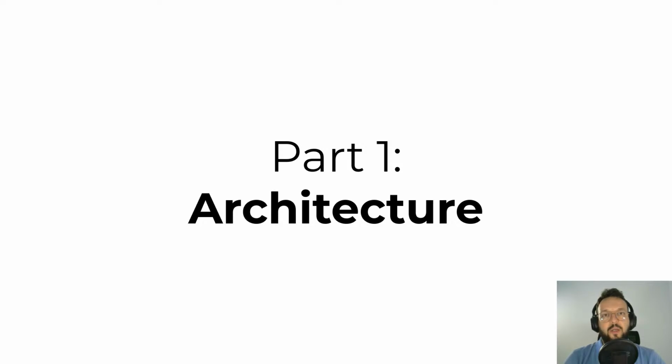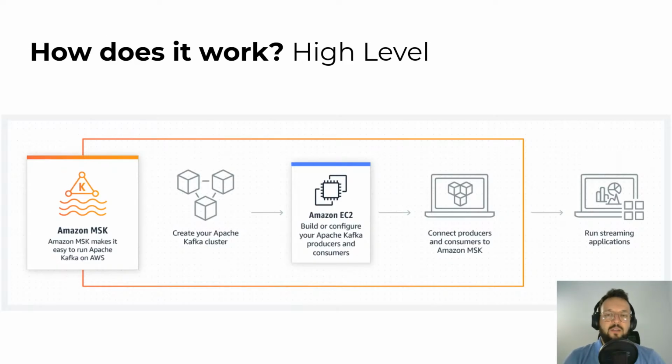Let's dive into the architecture. On the highest possible level, on the website, they are showing already very interesting details. So when you are creating an Apache Kafka cluster, you are actually having virtual machines on Amazon EC2. Those machines are not maintained and hosted in your environment, but they are maintained on the AWS side.